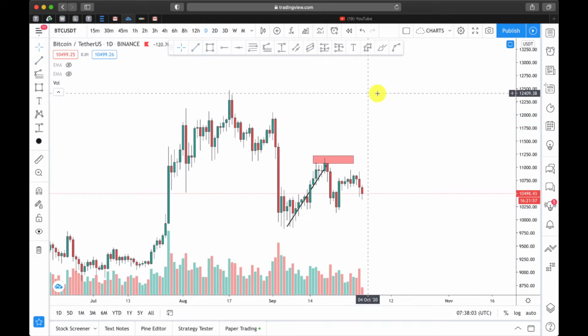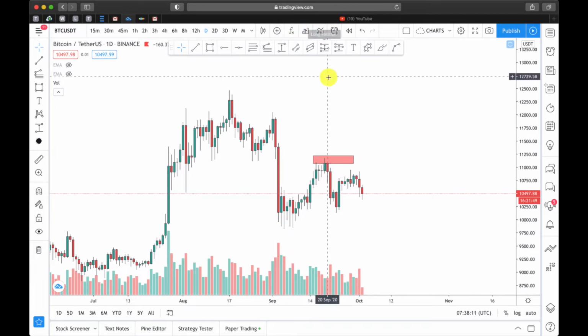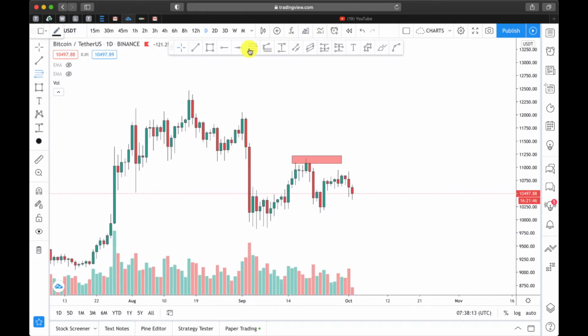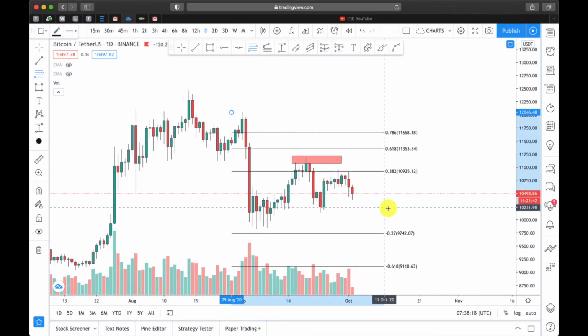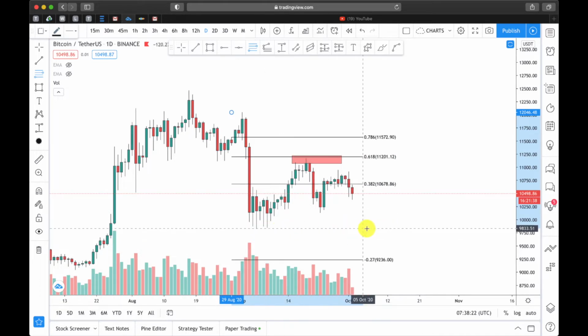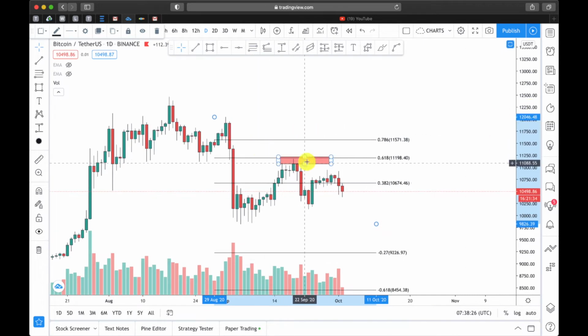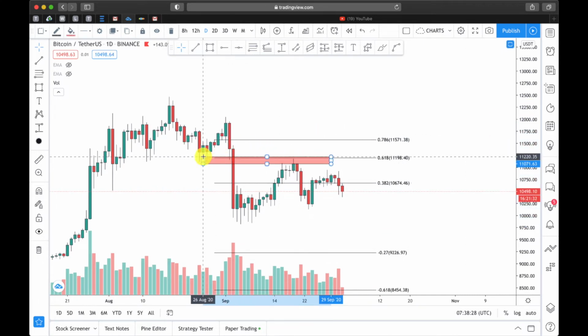So what I'm going to be doing is picking it from this A, which is the swing high, to this B, which is the swing low. So all I'm going to do is pick my Fibonacci retracement tool and drop it on the swing high here, down to the swing low. This region is the swing low. So what I'm seeing here is that price touched the 618 region.